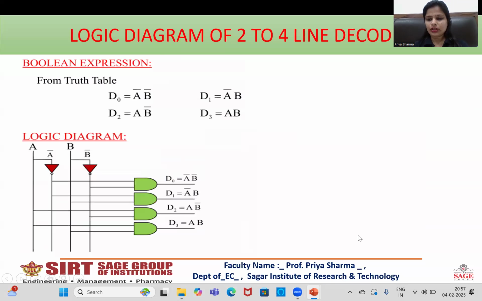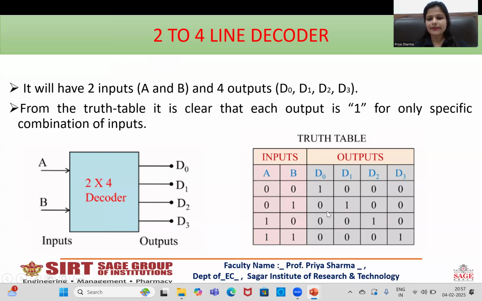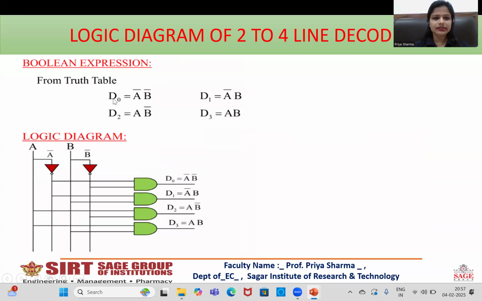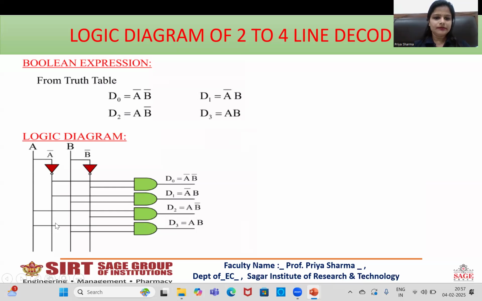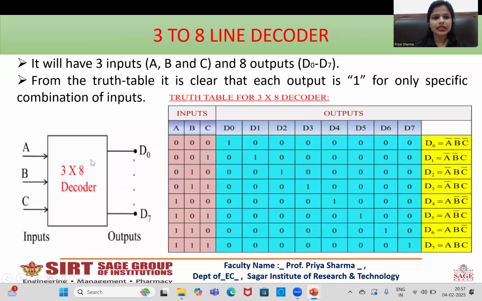Similarly, from the truth table we can see that D0 is A bar B bar, D1 is A bar B, D2 is A B bar, and D3 is AB. We can realize this through a logic diagram, where D0 will be A bar and B bar, D1 will be A bar B, D2 will be A B bar, and D3 will be AB.